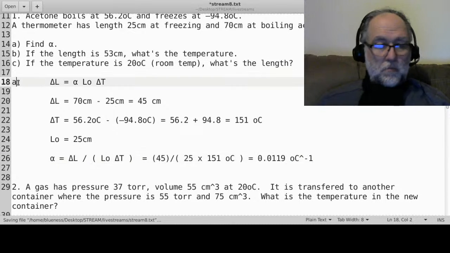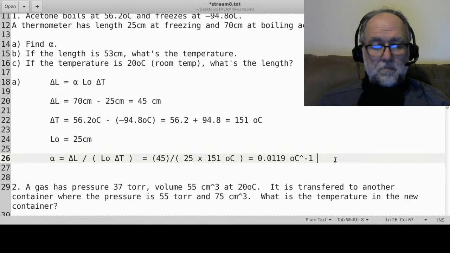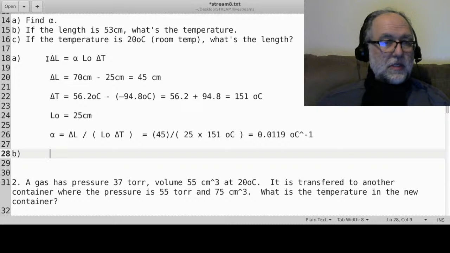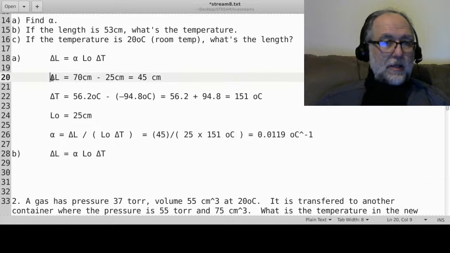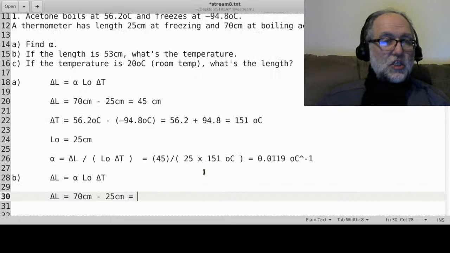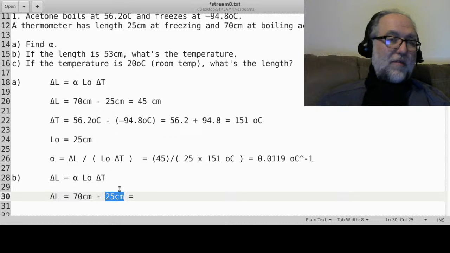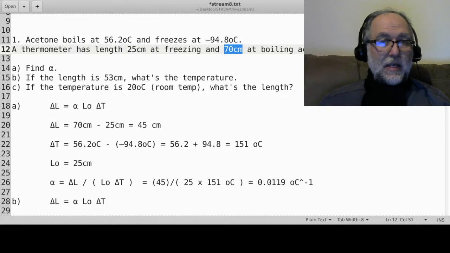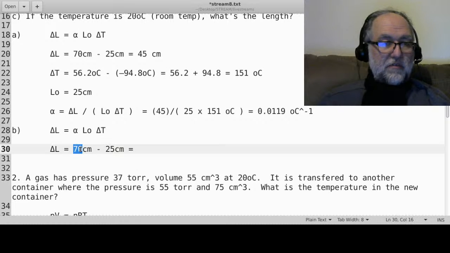So this is part A here. Label that. Here's part B, like this. And for part B, we're still using the same formula, but now what's changed? Well, our delta L, that's what we had before. Let's get rid of that 45. The initial is still 25. That's like our reference, so that's going to remain the same throughout. Now, instead of expanding from 25 to 70, like we did when we calibrated it, now we're going to expand from 25 to 53. So the higher number here is 53.